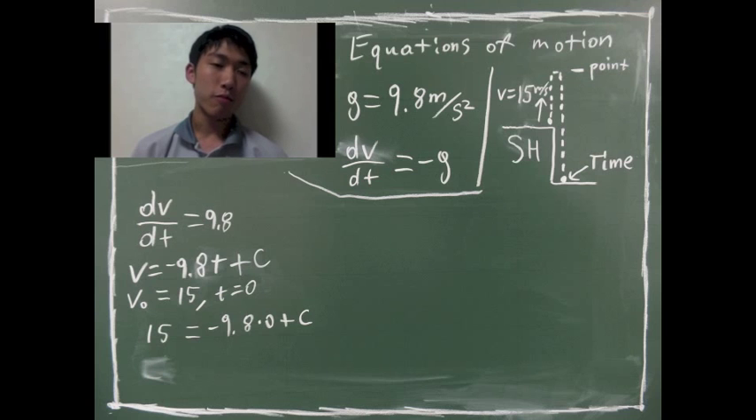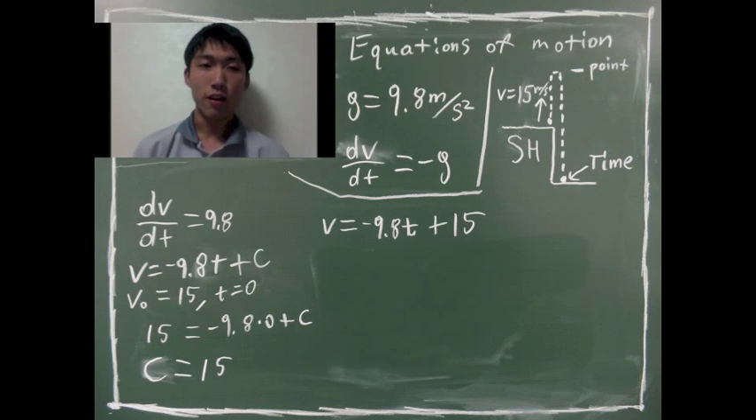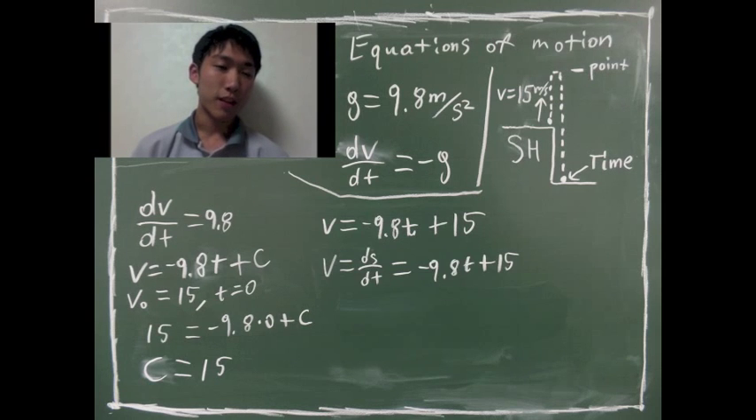So when we substitute t for 0 and v naught for 15, after some arithmetic calculations, we can easily see that c equals 15. So we set up the velocity equation again, stating that v equals negative 9.8t plus 15. This can be written slightly differently, like this. v equals ds over dt equals negative 9.8t plus 15, where ds is change in distance.